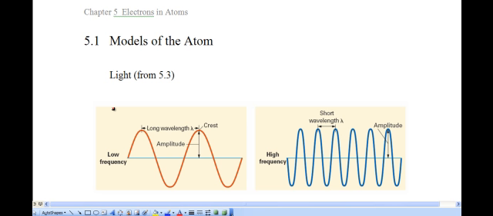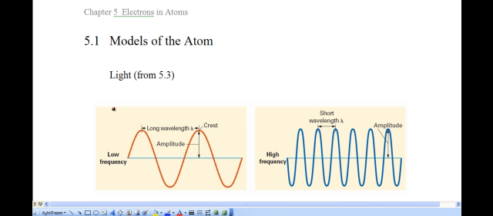Now, we're in 5.1, models of the atom, but just realize that we're going to be actually pulling a lot from section 5.3 as well. There will not be a set of notes for 5.3 because they're incorporated in this particular section of 5.1. You will be doing the 5.3 homework, and so you're going to need to be looking through that particular part of the chapter, but there will not be a note-taking guide for 5.3.